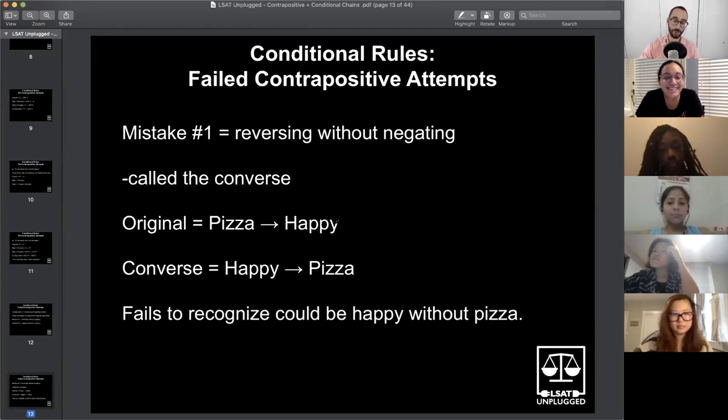Now the converse, reversing the two, happiness requires pizza. The problem there is that it's failing to consider that there could be other things that also make me happy, that even if I lacked pizza, I could still have something else that made me happy, like tacos, like burritos. Those could also be sufficient to make me happy. Pizza is not the only thing in the world that could do it.